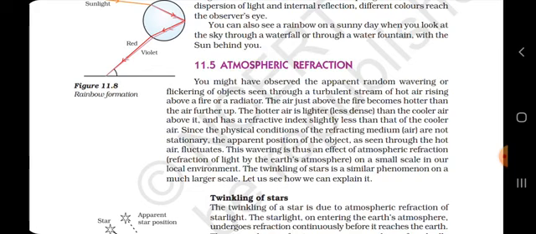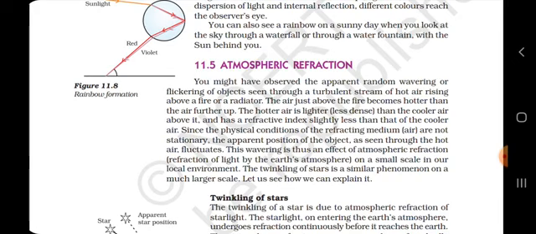But the layer is so thick that whenever sunlight comes into our eyes, it gets bent. And thus we can see objects at their apparent position rather than their real position. This is because of the refractive index, because the air becomes hotter near the ground than higher up. Let's see it.